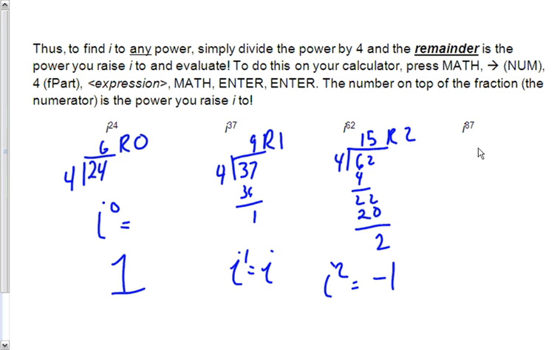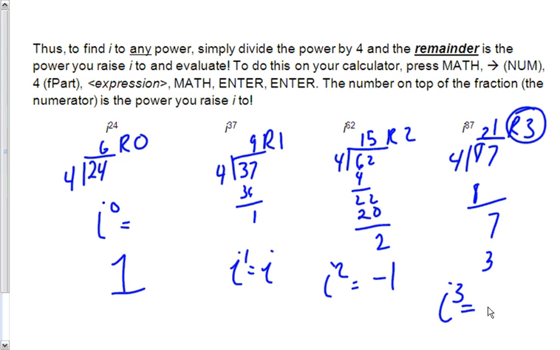And then the last one, 87, you just divide by 4, you get 2. 2 times 4 is 8. Subtract, bring down a 7. 4 goes in once, and that's 3, that's your remainder. That's all I'm looking for, so it's i to the third, which we've established is negative i.